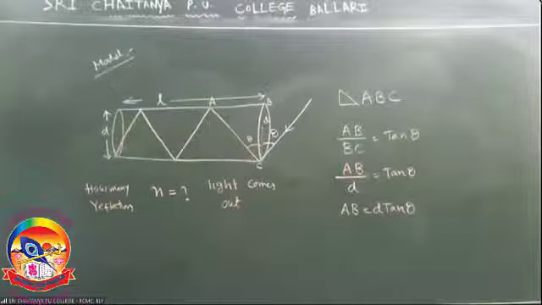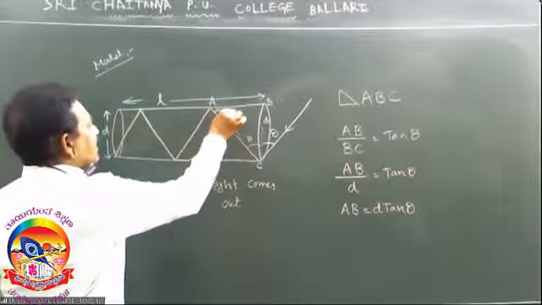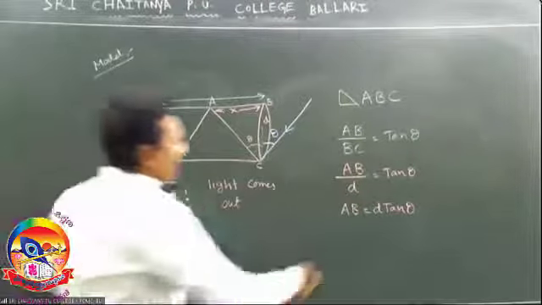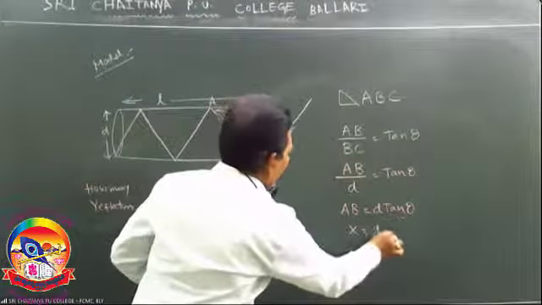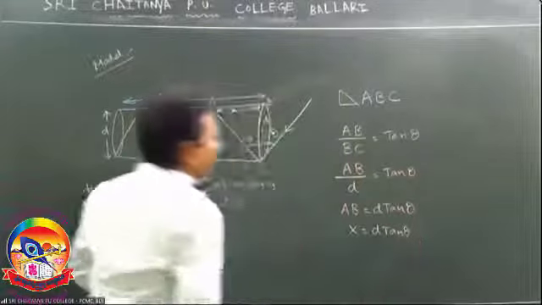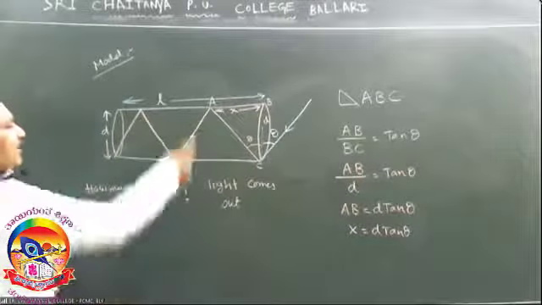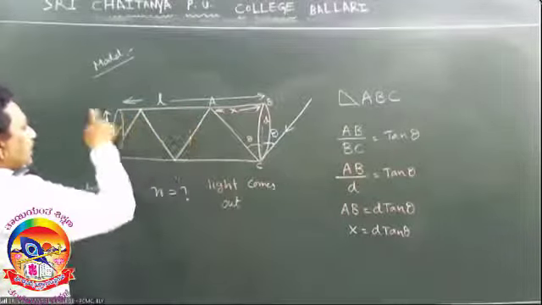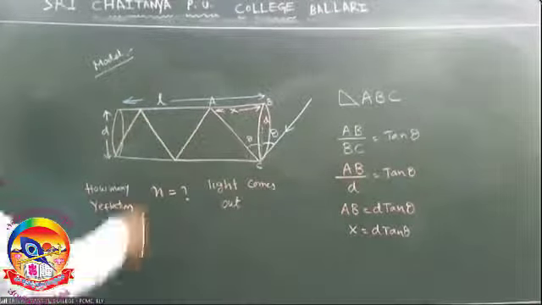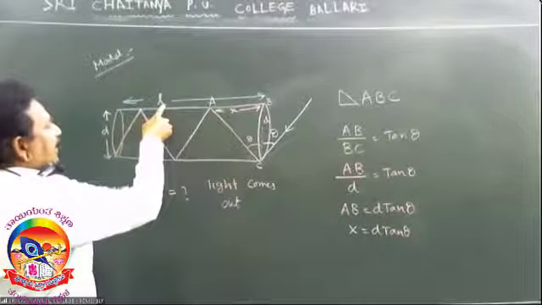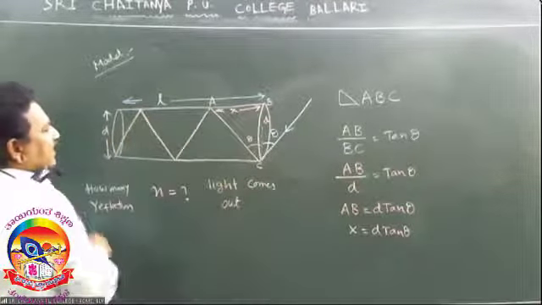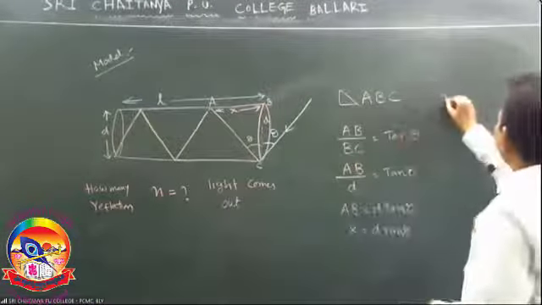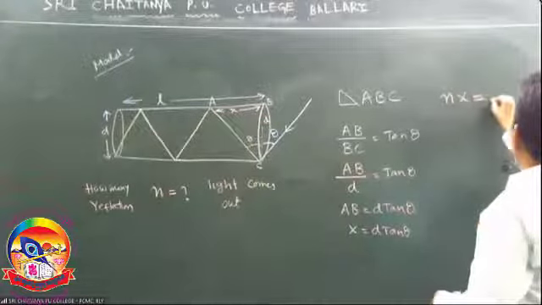So this distance, imagine it is equal to x. So x is equal to what? D tan theta. I found out x. Like that, how many times? Imagine n times: 1, 2, 3, 4, etc. Total length is equal to what? L. How many reflections take place? N. Therefore, n into x is equal to what? L.